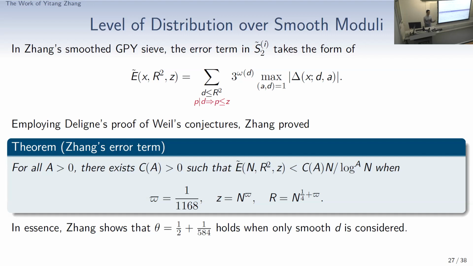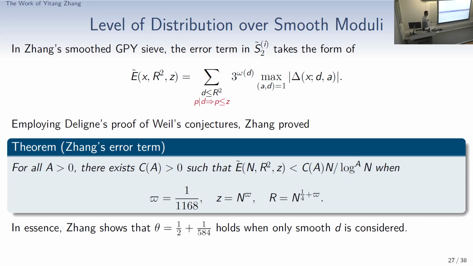So in GPY, the error term is summing over more individual errors. However, in Zhang's sieve, we are summing a smaller amount of them, which means that it is possible that we can play certain tricks to deal with error terms of this form. For the error terms in the GPY sieve, the theta value we only have is 1/2. But in Zhang's situation, he applies certain results from arithmetic algebraic geometry, namely Deligne's proof of the Weil conjectures.